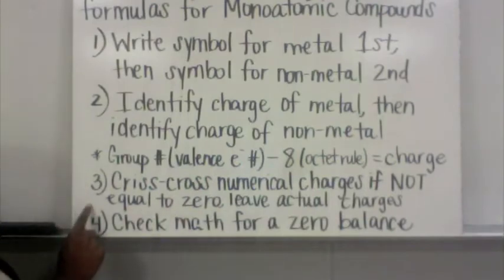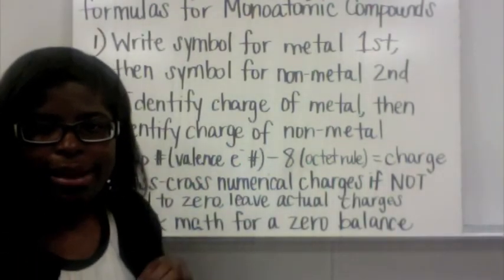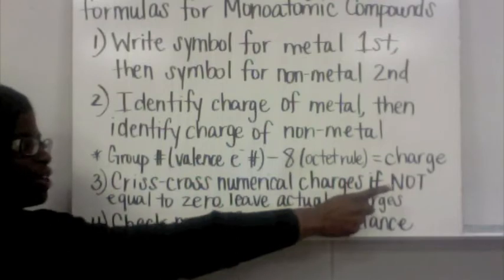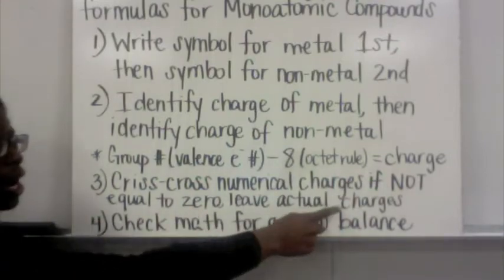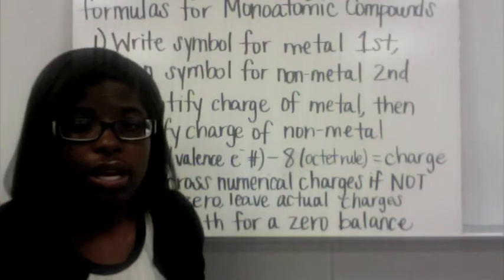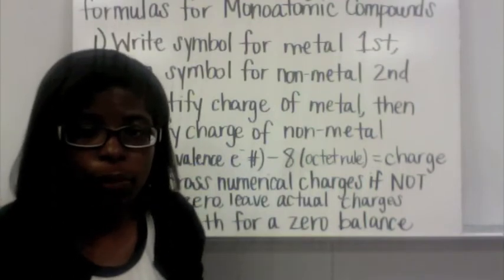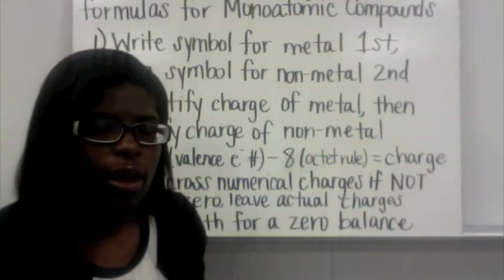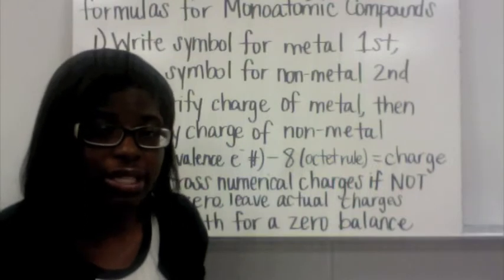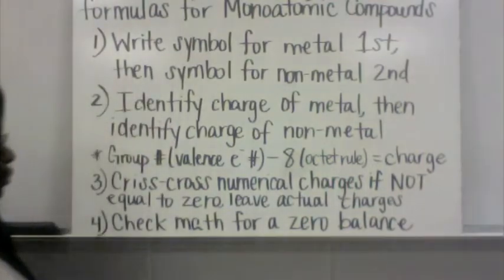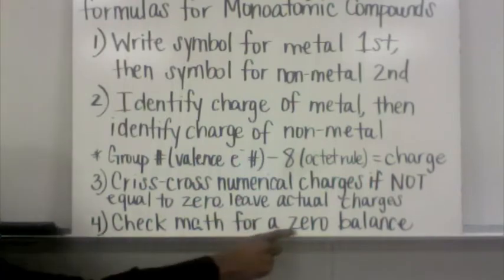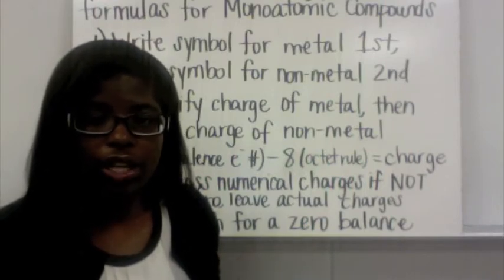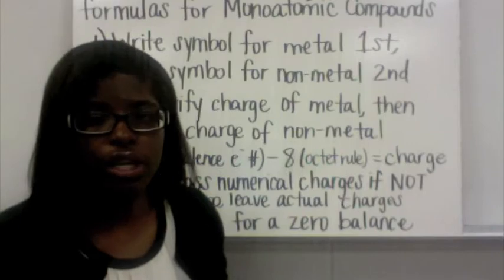With step 3, you're going to check and see if the charges are balanced already or not. Use the crisscross method if the numerical charges don't equal 0. Leave the actual charges; what you're going to switch over are the numbers. If sodium has a +1 charge and chlorine has a -1 charge, they're already balanced, so you won't have to do anything. But if sodium has a +1 charge and oxygen has a -2 charge, then you would use the crisscross method. Then you're going to check the math for a 0 balance. You want to make sure the number of atoms of each element provides a positive and a negative number that equal 0.